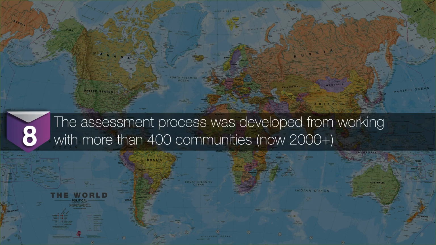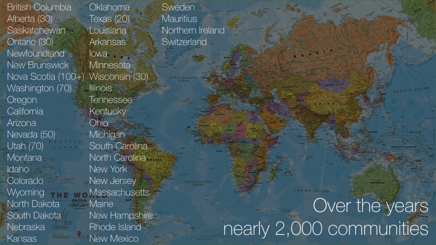And then number 8 is the assessment process was developed from working with more than 400 communities. That's when we really started digging in on how to do this effectively. And we've now done over 2,000. In all of these states, in Alberta, we've done more than 30, Ontario more than 30, Nevada 50, Utah 70. But we've worked in all of these places.